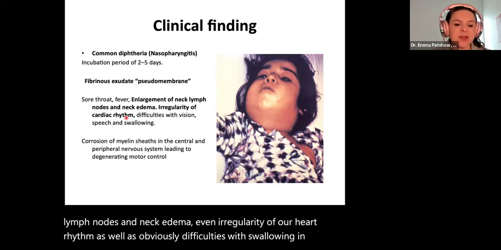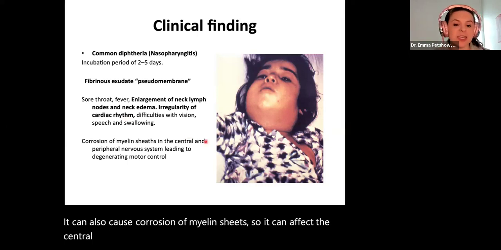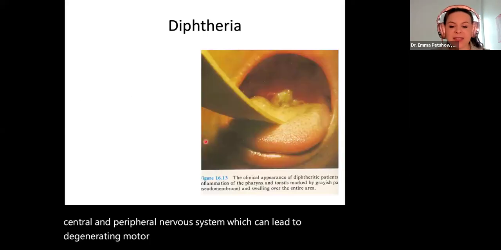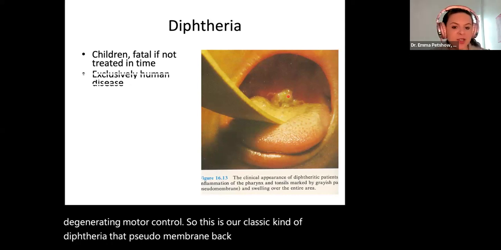We'll see it can also cause corrosion of myelin sheaths. So it can affect the central and peripheral nervous system, which can lead to degenerating motor control. So this is our classic kind of diphtheria, that pseudomembrane back here. In children, it can be fatal if it's not treated in time.